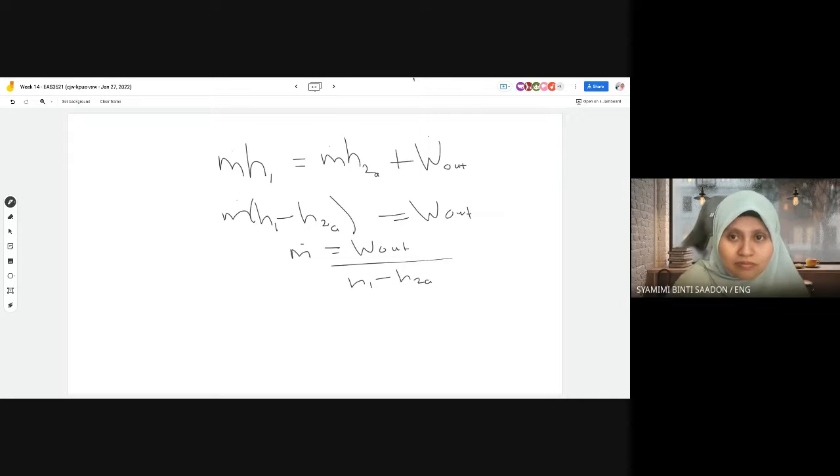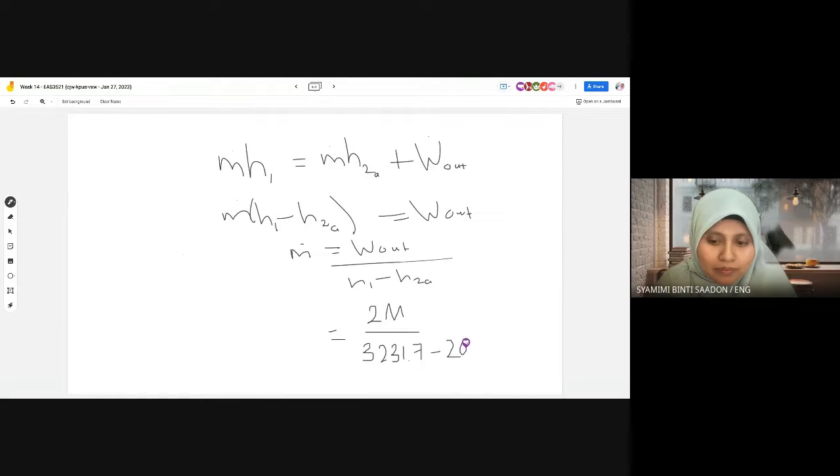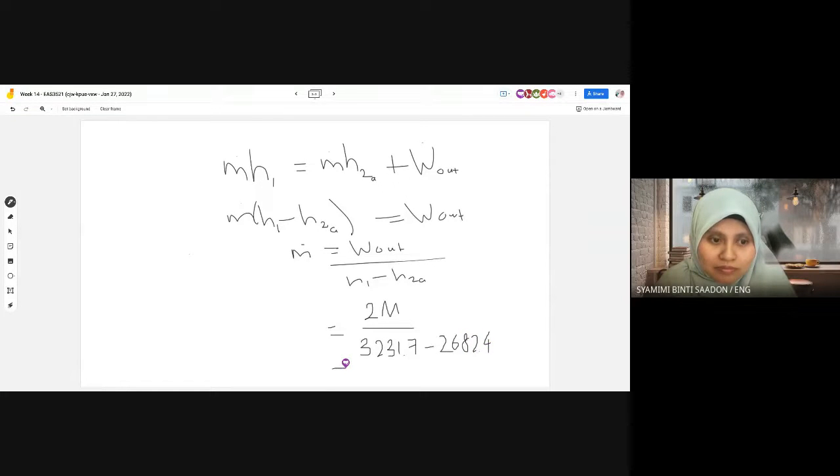So that's it. So how much is the mass flow rate? 2 megawatt divided by the enthalpy difference H1 minus H2a from just now. Okay, you guys can do it individually, it's pitiful for Tasha to be alone.